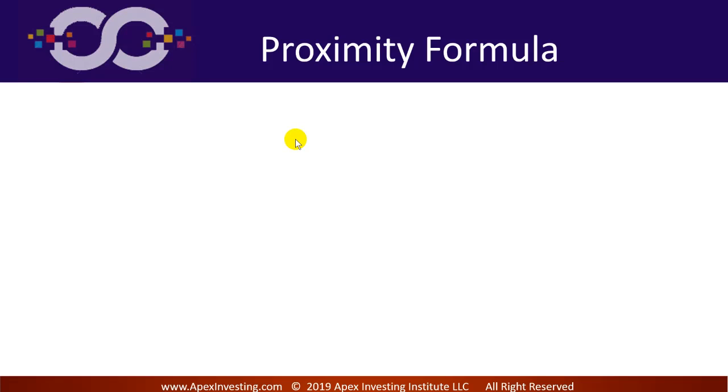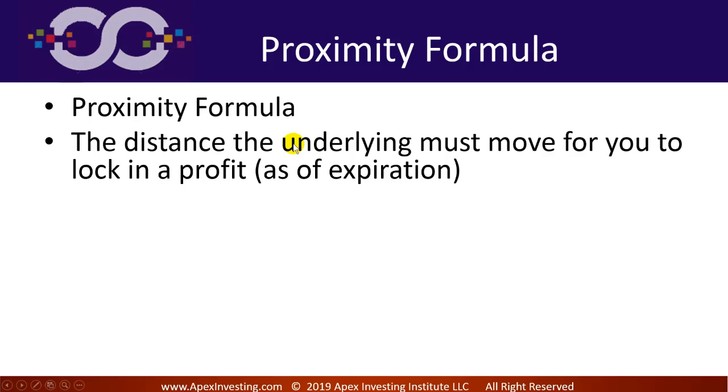Now, proximity, in our case on hedges, is pretty important. Okay? And it's really simple. It's the distance the underlying must move for you to lock in a profit as of expiration. Now, I'm not talking about the risk and proximity numbers you see on the scanner. I'll talk to you about that in a moment.